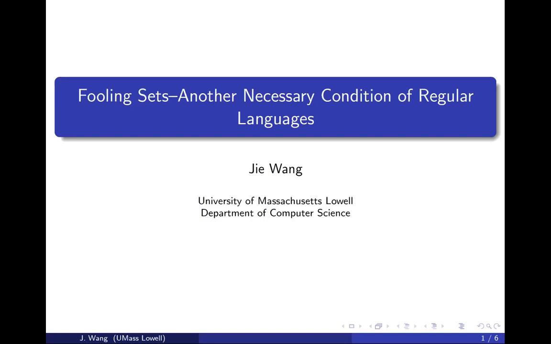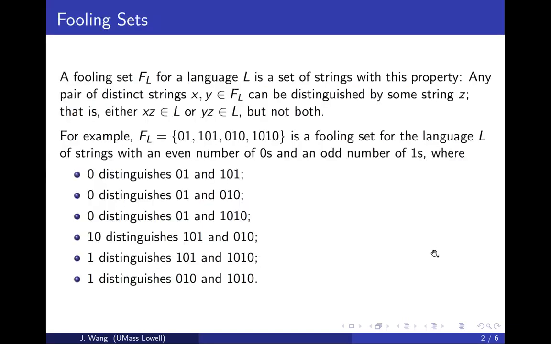But then there is another form of this necessary condition, and that is called fooling sets. Okay, so let's look at what a fooling set is. So let L be any language. Okay, so here L is any language.